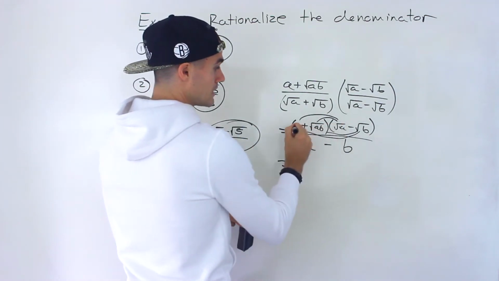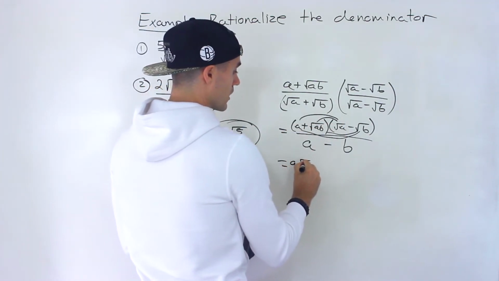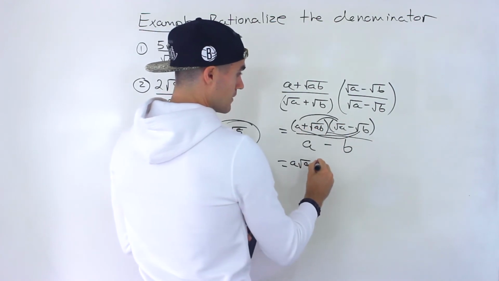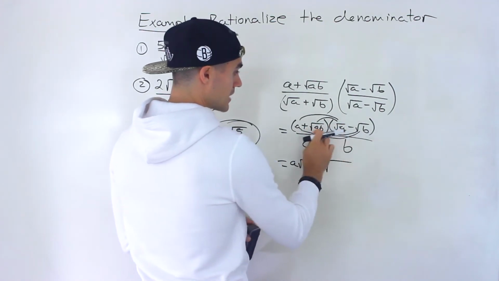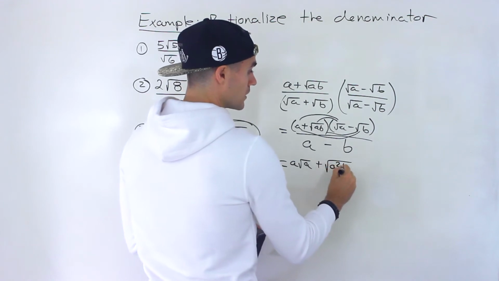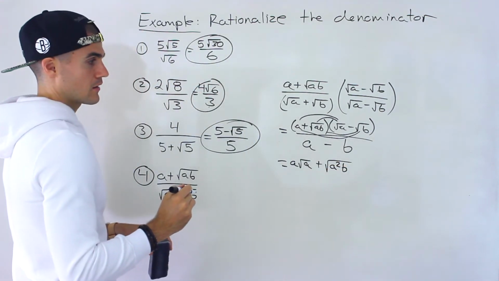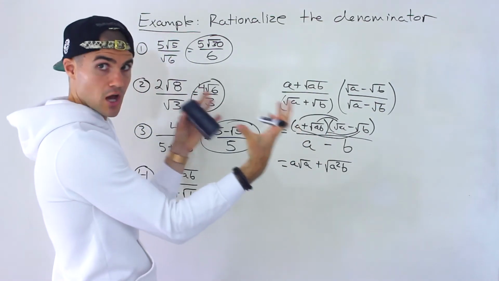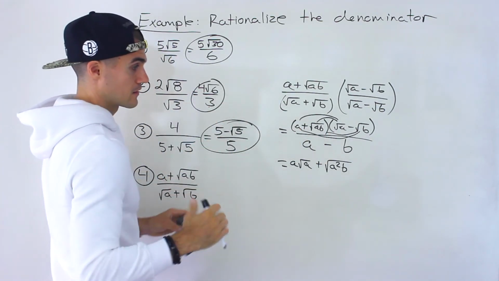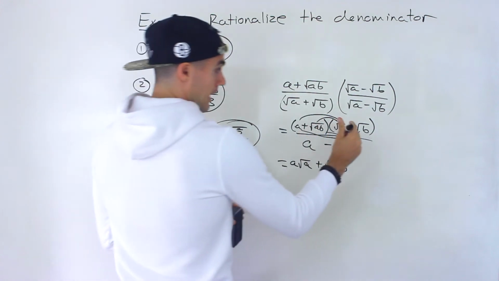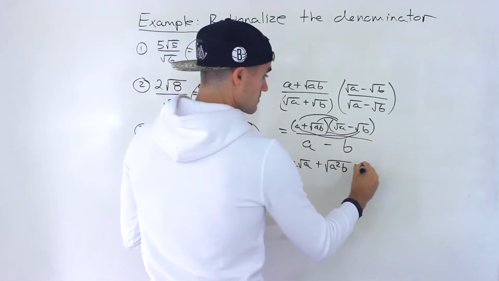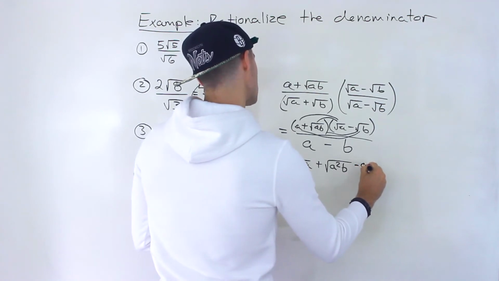So root a times a, that would just be a root a. Root a times root ab, that would give us, a times ab would give us a squared b, like that. Two radicals multiplied by each other, we could take the terms under the radical and multiply them by each other. And then same thing, we'd have minus root b times a, which would give us minus a root b.